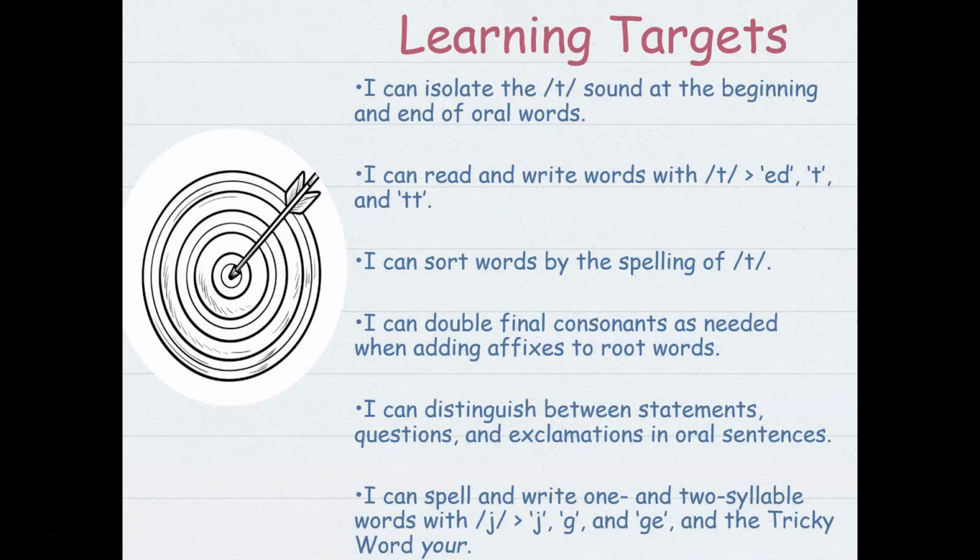Let's look at our learning targets again. I can isolate the t sound at the beginning and end of oral words. I can read and write words with t spelled ed, t, and tt. I can sort words by the spelling of t. I can double final consonants as needed when adding affixes to root words. I can distinguish between statements, questions, and exclamations in oral sentences. I can spell and write 1- and 2-syllable words with j spelled J, G, and GE, and the tricky word your.